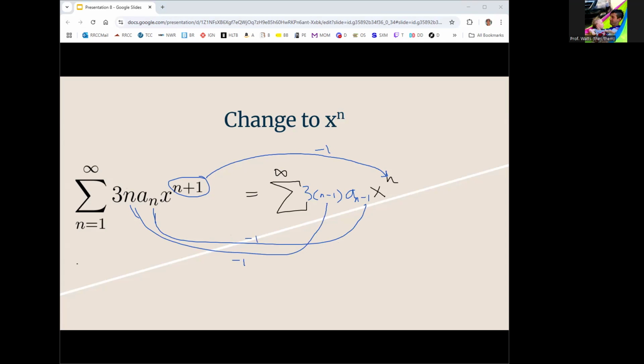Now for the starting index, that's the opposite, and so the opposite of subtracting 1 is adding 1. So adding 1 to 1 gives you 2. So that goes up by 1. So it's the corresponding summation where we have x to the n.